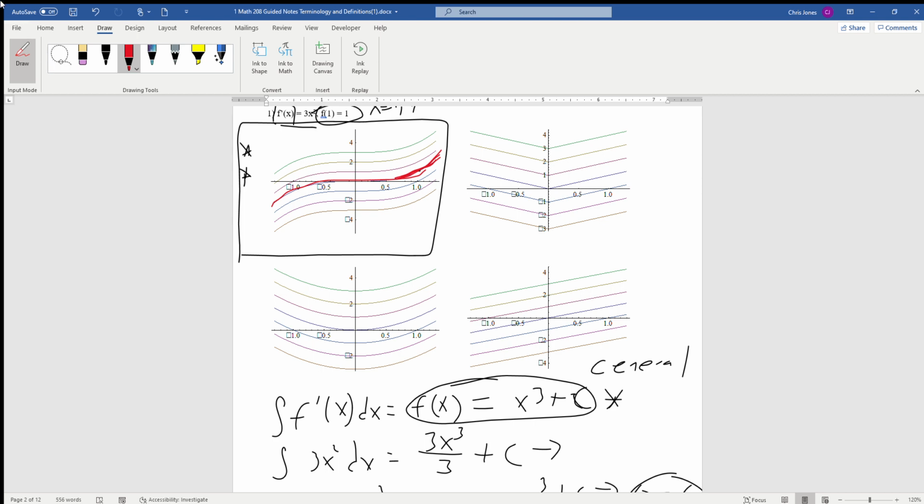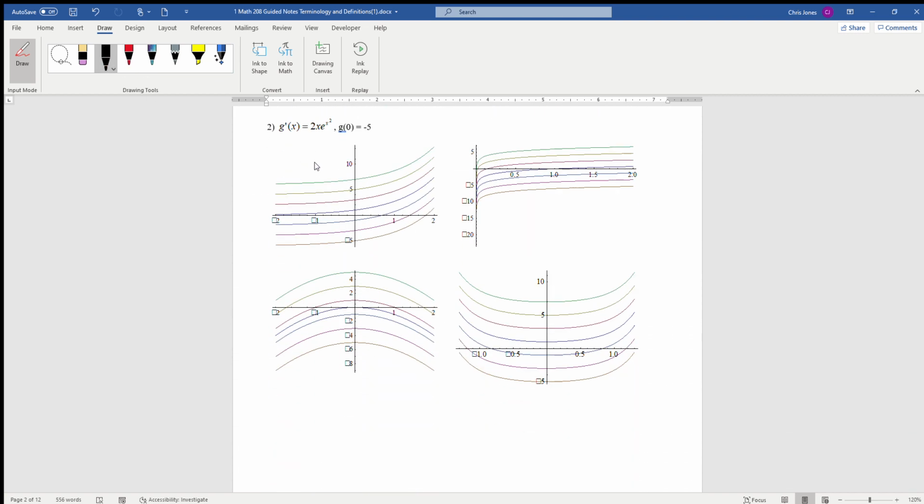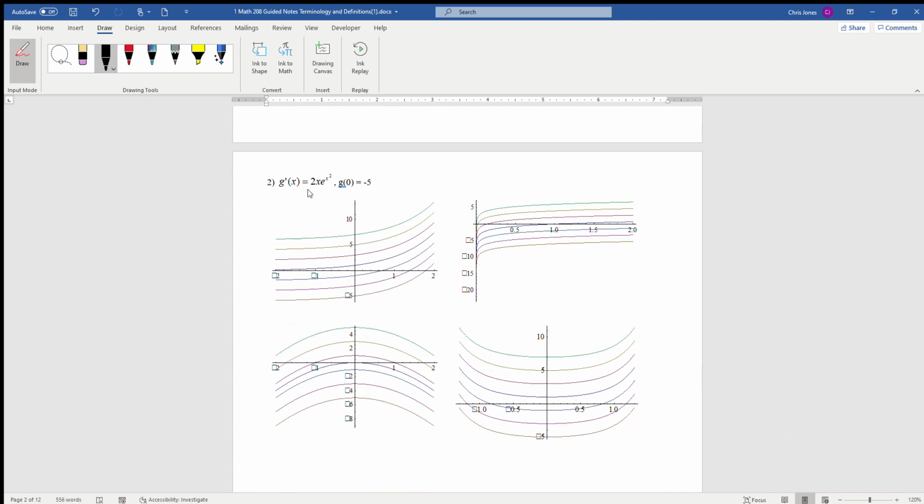All right, so hopefully that makes sense to you all. It's not meant to be too difficult. Just a second example to reinforce that. So this time we have g prime, a different function, equal to 2x plus e to the x squared. Again, what we'd like to do is find the antiderivative of that.